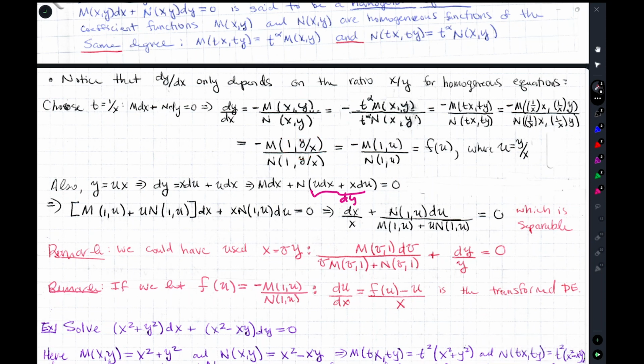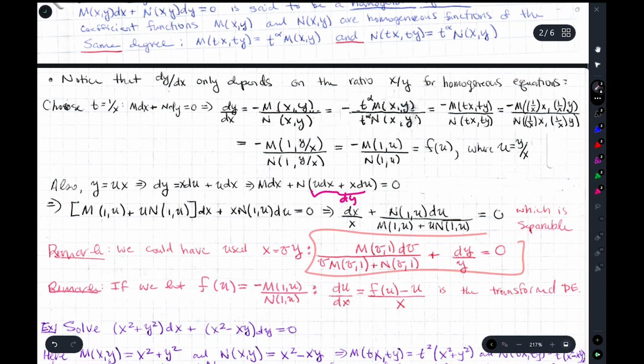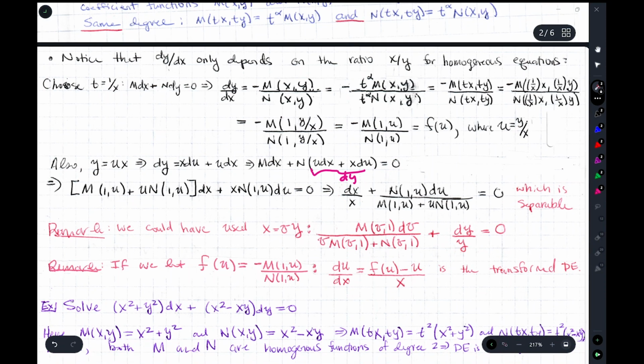So instead of setting y equal to ux, we could have set x equal to vy, okay? Instead of u, we now have a v, just to distinguish from before. And if we follow the exact same steps, this time we have dx is equal to dv y plus dy v, okay? We end up with this separable equation, okay? And so now we have dy instead of dx. So we could have gone that route. There's nothing that would have prevented us from doing that.